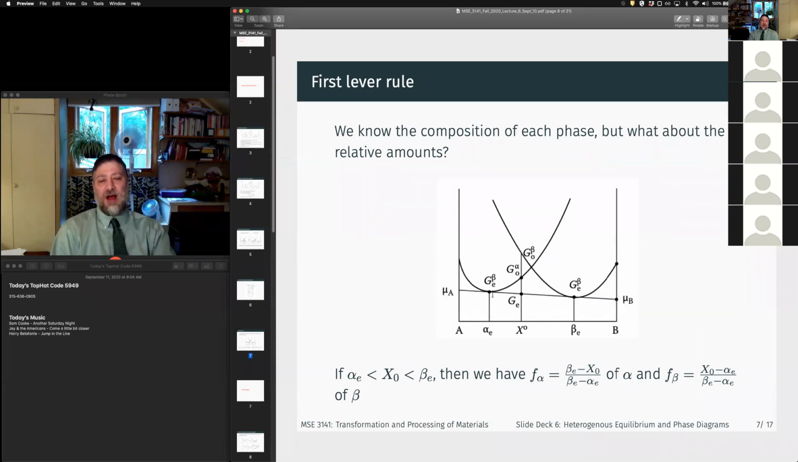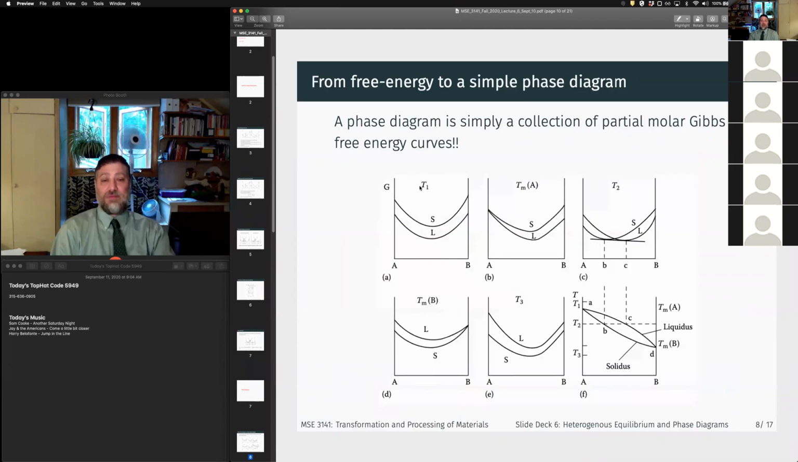All we're doing is plotting the tie lines on our phase diagram, which are nothing but these common tangent points on our Gibbs free energy drawings, right? So if we take a really simple phase diagram, this is a system where A and B are completely miscible. They have complete solubility in both the liquid phase and in the solid phase, right? At high temperatures, obviously the liquid is the lower free energy curve everywhere.